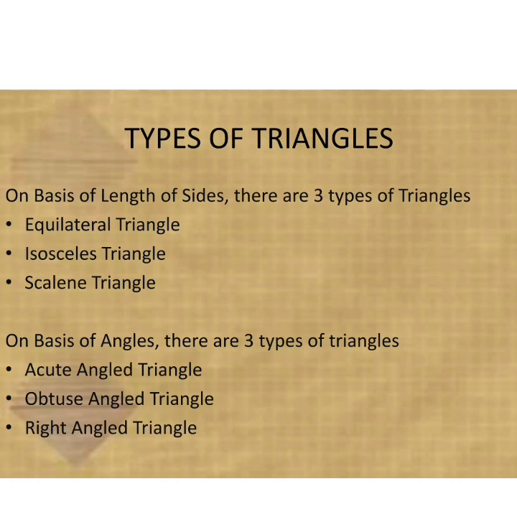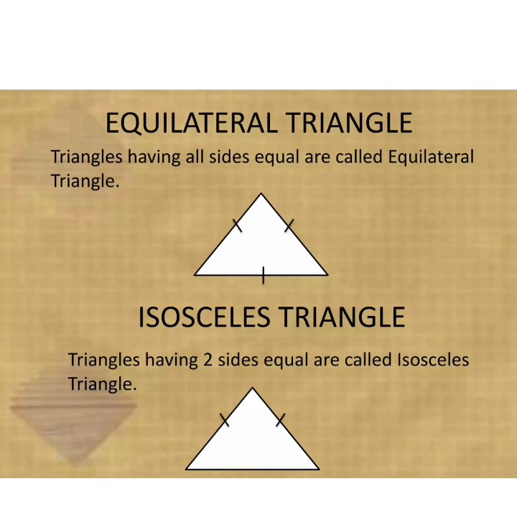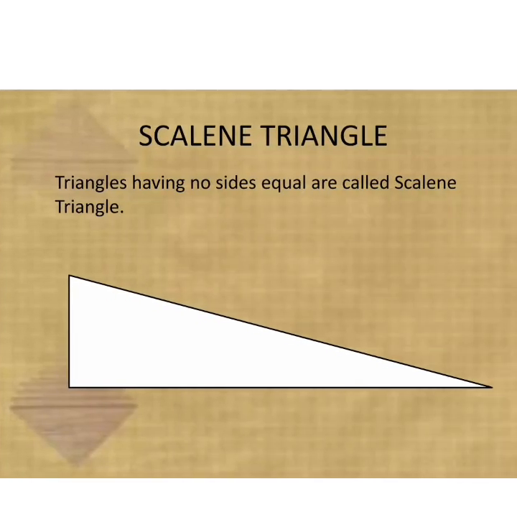Okay, so let's see the definition of all of these. Equilateral triangle: triangles having all sides equal are called equilateral triangles, as shown in the figure below. Isosceles triangle: triangles having two sides equal are called isosceles triangles, as shown in the figure below. The identical marks are showing the type of triangle. Like in the first triangle, the equilateral triangle, all the three sides are identically marked. So in this isosceles triangle, two sides are marked, so triangles with two sides equal are called isosceles triangles. Next is scalene triangle. Triangles having no sides equal are called scalene triangles.